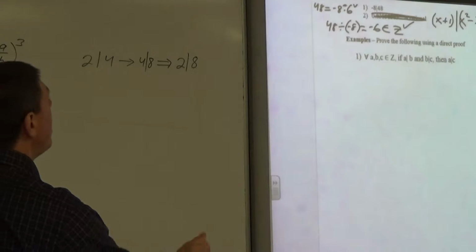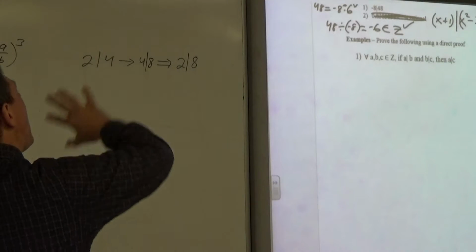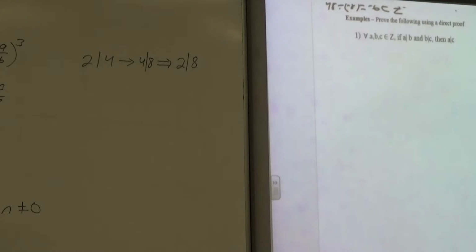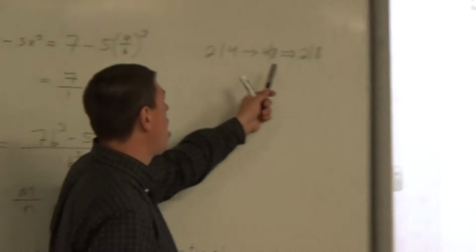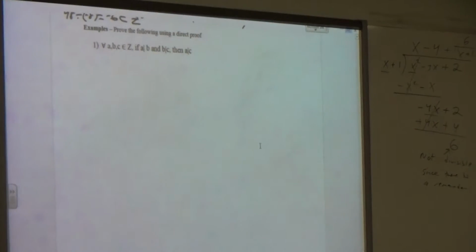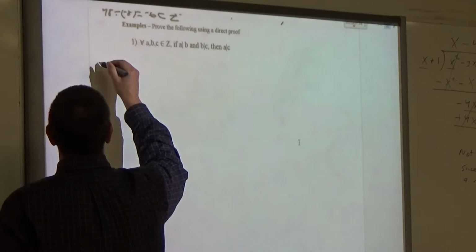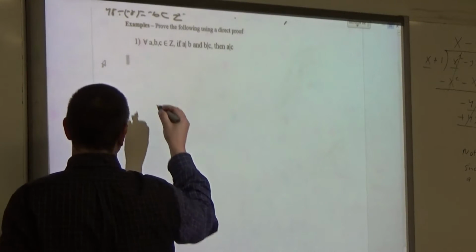Now, our job is to prove that this is true for any integers such that it's true. Everybody understand what we're trying to show? We're trying to show this rule is valid. So, let's go ahead and use our direct proof.